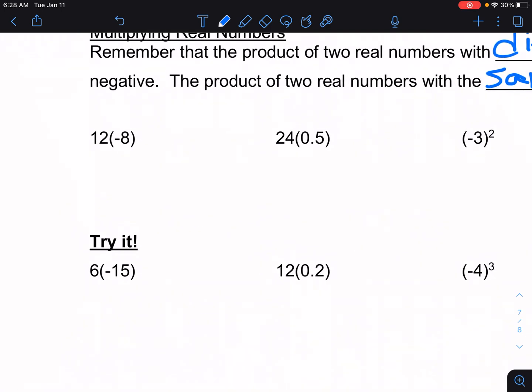For the first one, we're taking 12 multiplied by negative 8. So first take 12 times 8 is 96. Opposite signs means that it's going to be negative. For the next problem, 24 times 0.5 or 24 times 1/2. Well, half of 24 is 12. Both of those are positive, so there's our final answer.